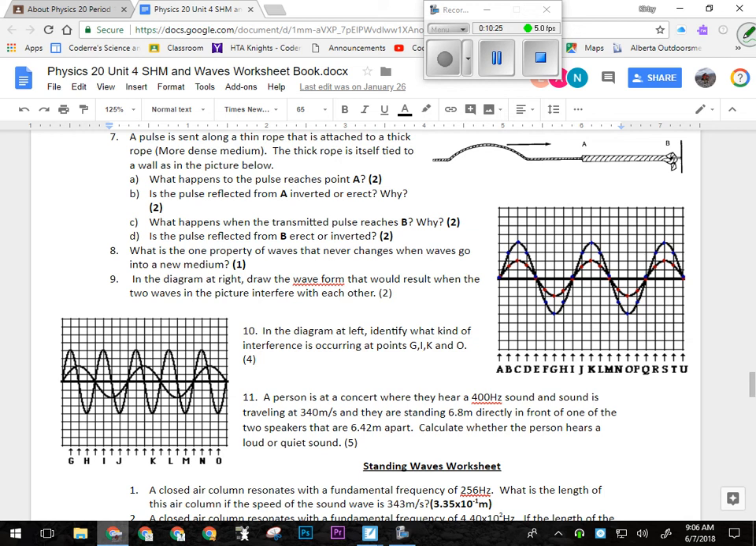Yes, they can still interfere. I wouldn't ask you to draw the resulting shape because it would just be a garbled mess. Okay, how many people are done 11?